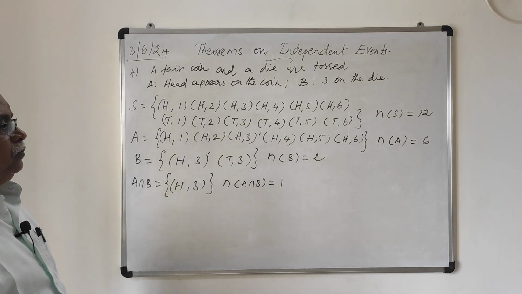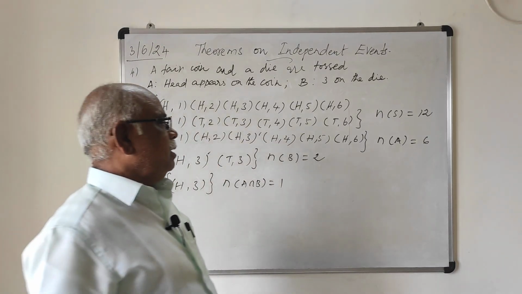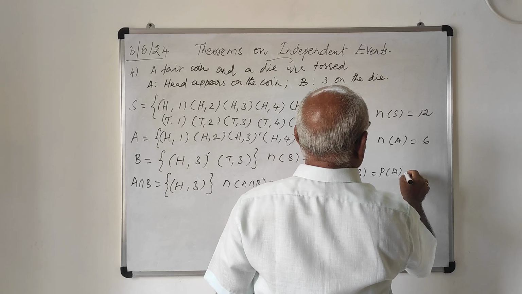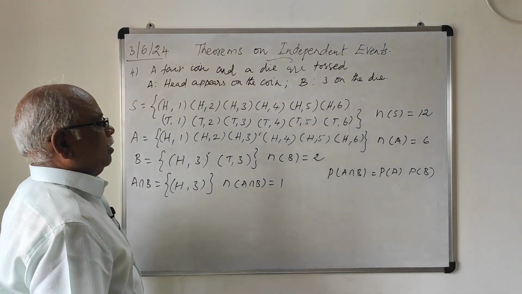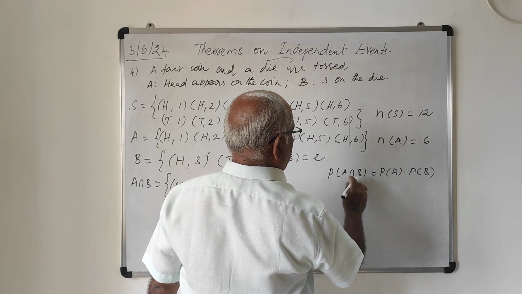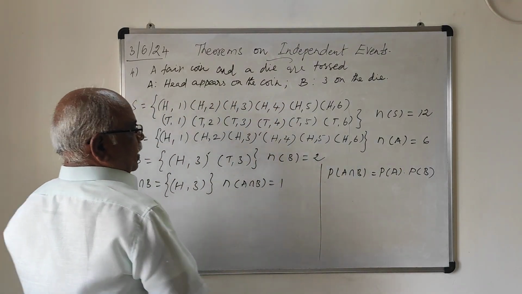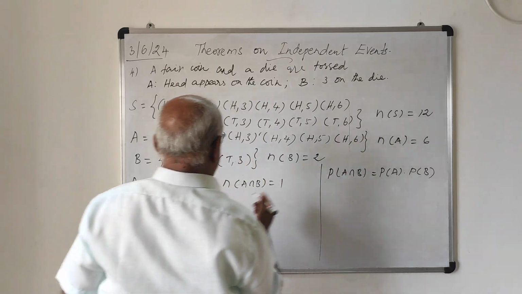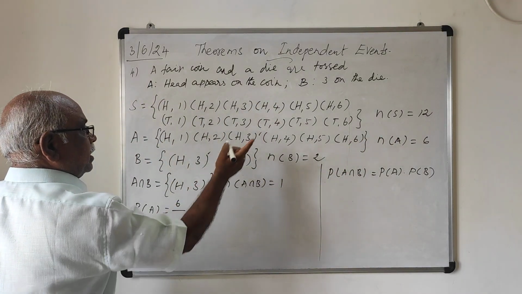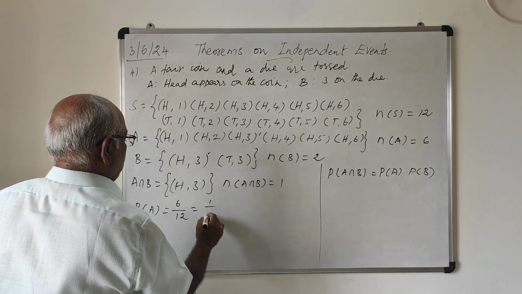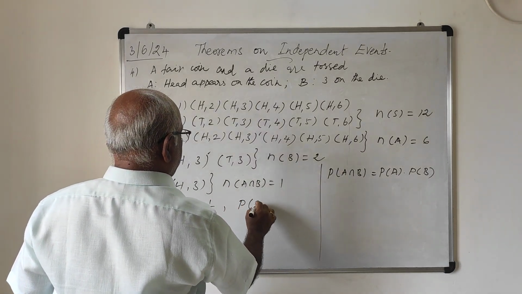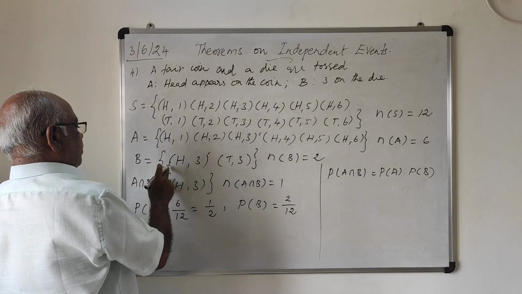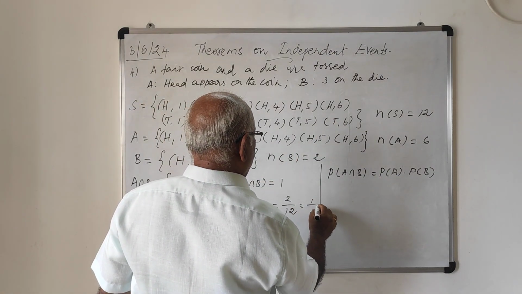Now we have to check whether the events A and B are independent. For that, p of A intersection B should equal p of A into p of B. To prove A and B are independent events, we have to prove that p of A intersection B equals p of A into p of B. For that, what is p of A? Probability of A is 6 by 12, the number of outcomes in A over 12, that is 1 by 2. Similarly, what is the probability of B? B has 2 outcomes, so 2 by 12, that is equal to 1 by 6.